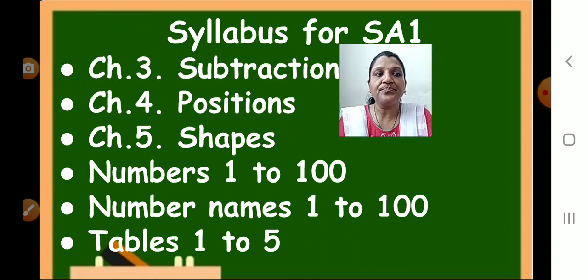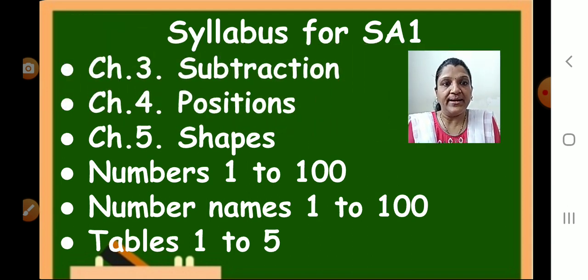For this exam, what is the syllabus for mathematics? Let us see. Syllabus for SA1 is chapter 3 subtraction, chapter 4 positions, chapter 5 shapes, then numbers 1 to 100, number names 1 to 100 and tables 1 to 5. Till now we have already completed the whole syllabus. All the 3 chapters, then problem solving in the textbook and notebook writing we have also completed.